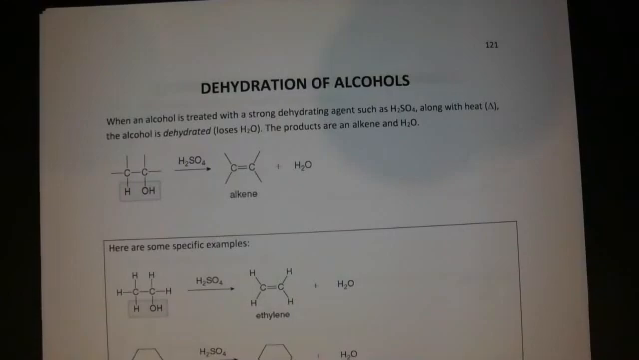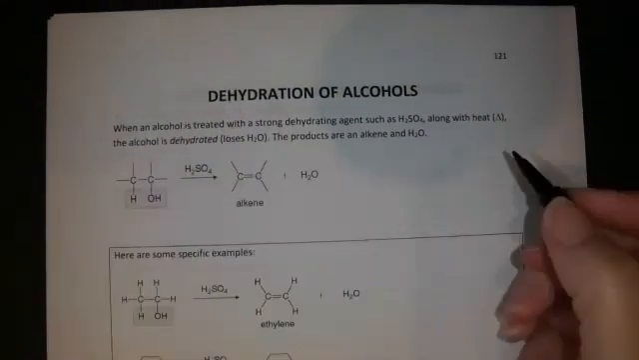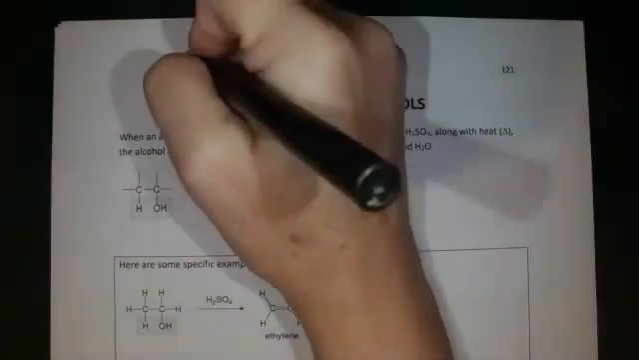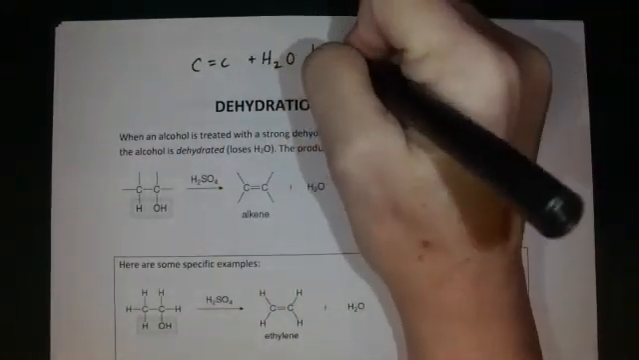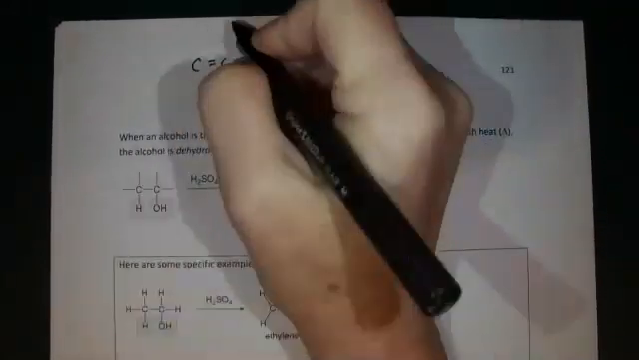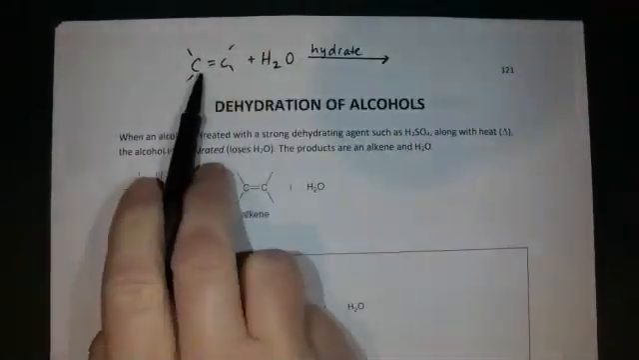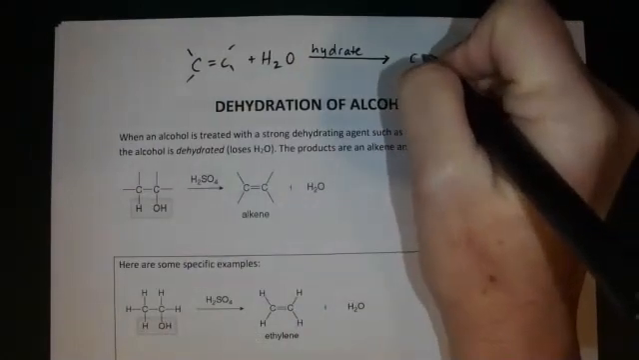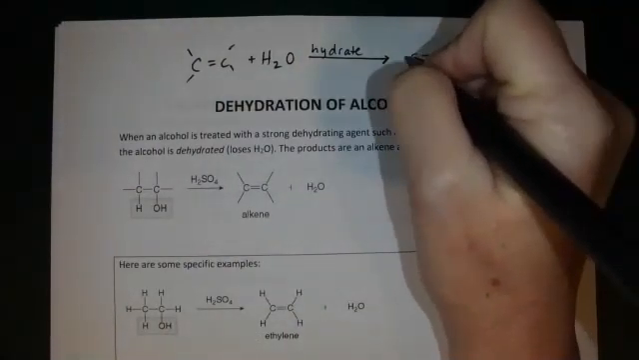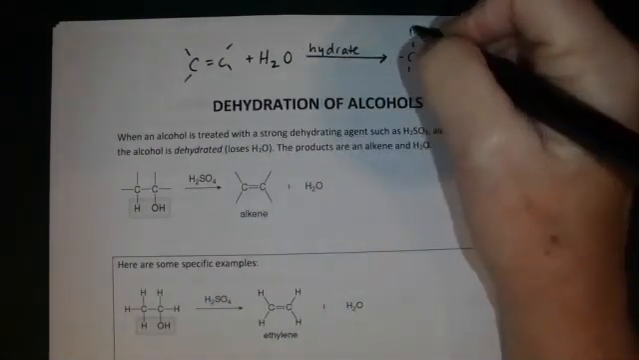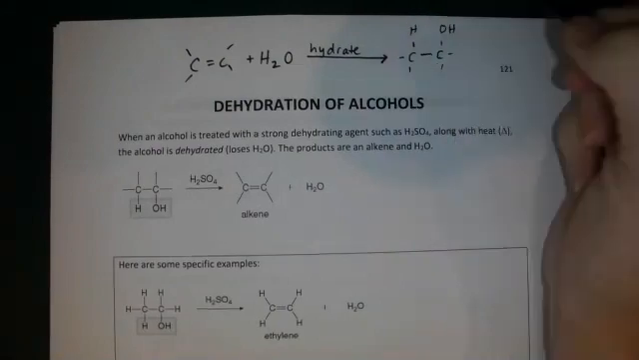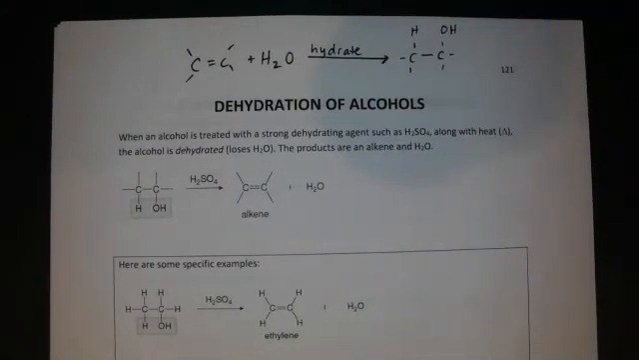Dehydration is the reverse of hydration of alkenes. So I'm going to write a general alkene. This is what we saw first. We saw that if you hydrate an alkene, the double bond turns into a single bond. The double bond has turned into a single bond. One carbon gets an H, one carbon gets an OH. That's what hydration looks like.